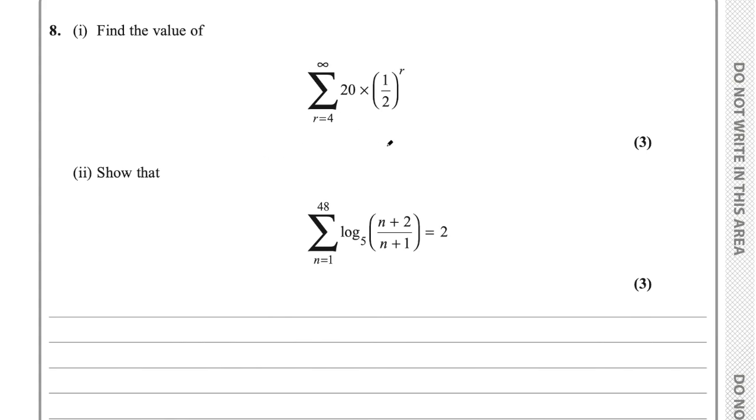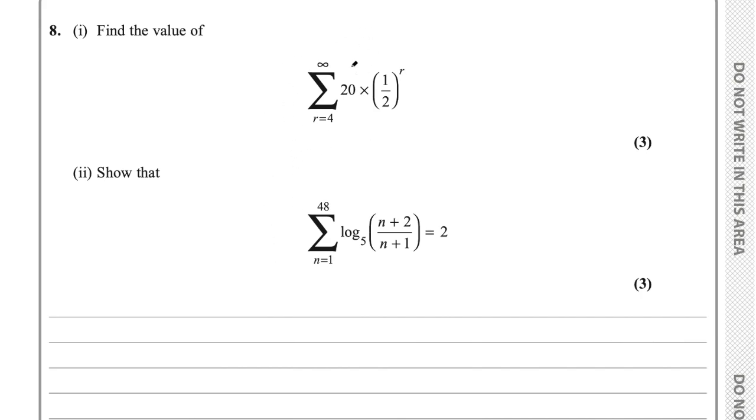Question 8 says find the value of the sum of 20 times half to the power of r from 4 to infinity. And part 2 says show that the sum of log base 5 of n plus 2 over n plus 1 equals 2, for n equals 1 to 48. Can I just say I love these shorter questions, the less wordy ones.